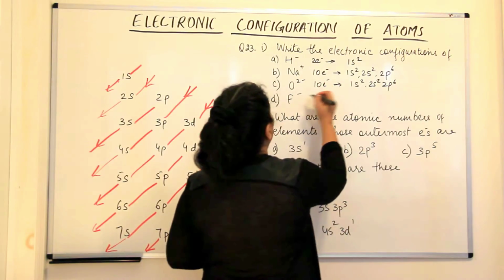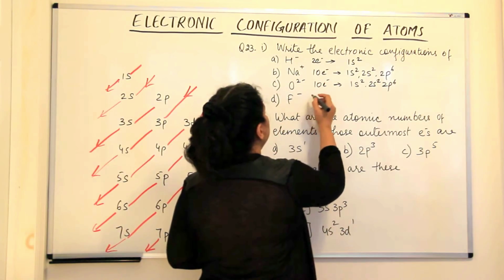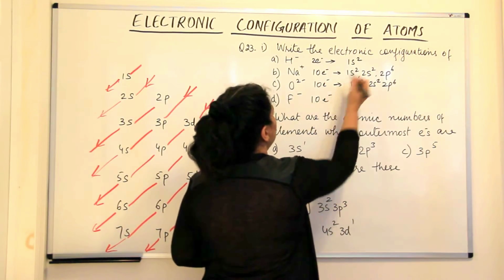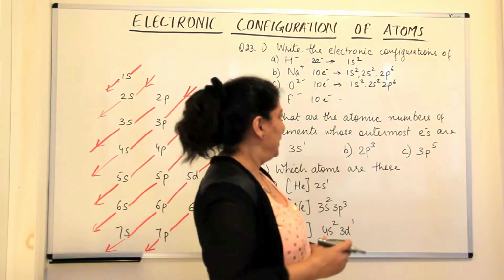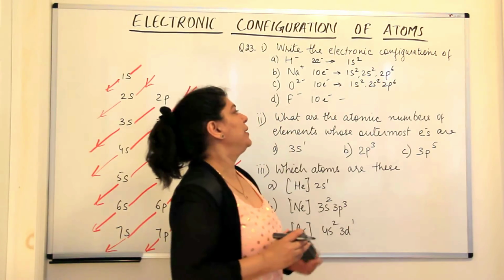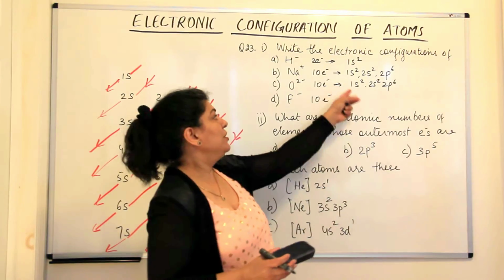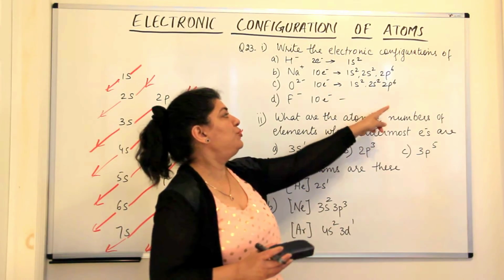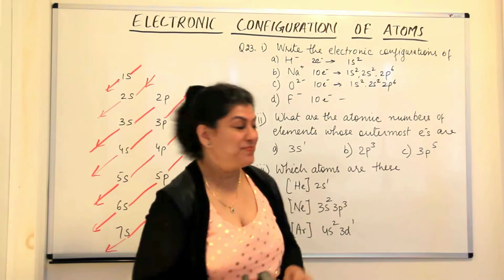Yeah. So one electron gained means it has 9. This also becomes a 10 electron system. It will be the same configuration. 9 electrons plus 1 electron makes it 10 electrons. So this should also have the configuration 1s2, 2s2 and 2p6.